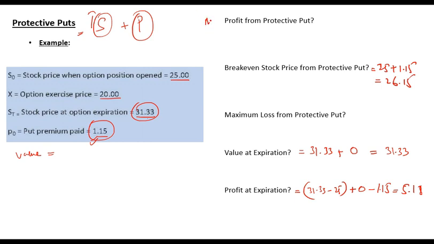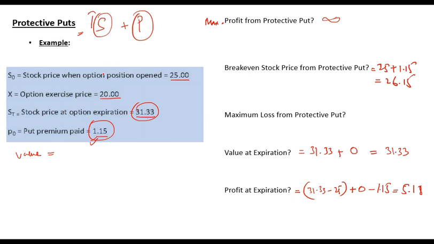Okay, so what is the maximum profit from protective put? When do you have profit? You have profit when stock goes up. So what is the maximum profit? Maximum profit will happen at the maximum possible stock price. So maximum profit will be infinite. So maximum profit from this protective put will be infinite.